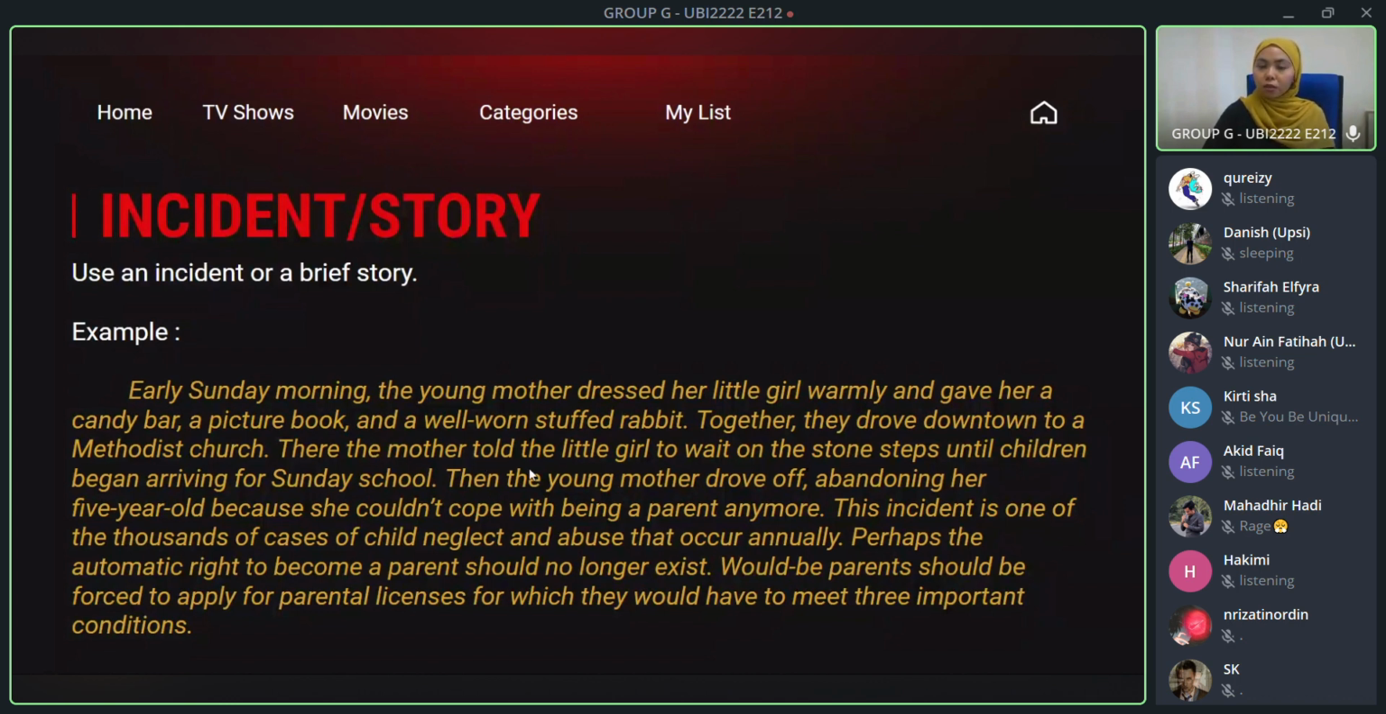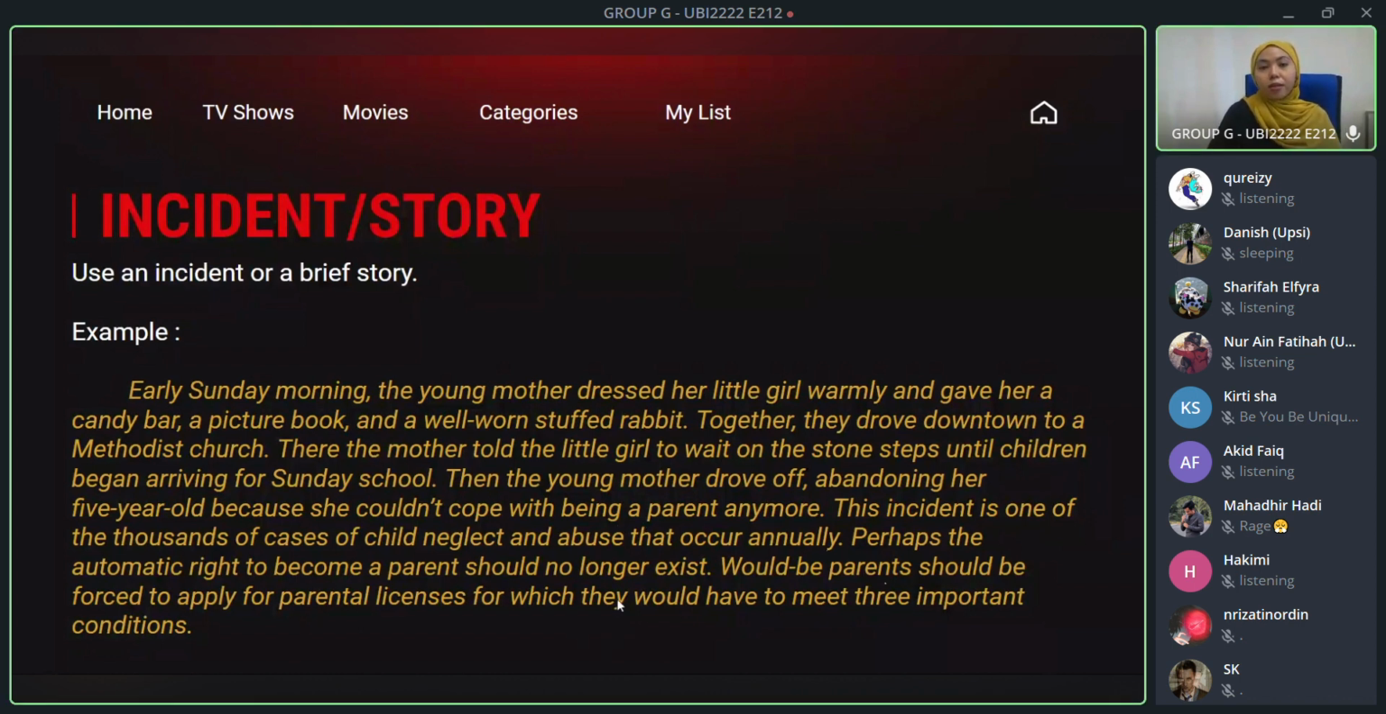So they feel sorry for this girl, and this is like one of the 1,000 cases of child neglect, and it relates to the main topic, which is parents or would-be parents should be forced to apply for parental licenses. They cannot be directly taking care of the kids. This is what the writer is talking about, and they have to meet three important conditions. And the writer is going to be discussing what the conditions are and close it off with a conclusion, which reminds the readers again why these three conditions are very, very important.